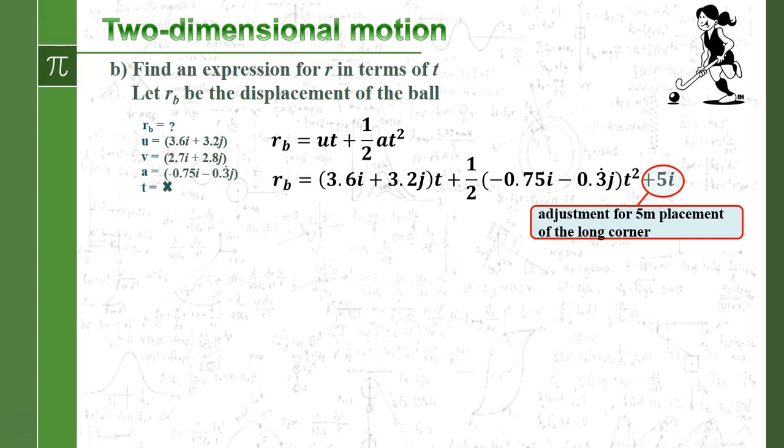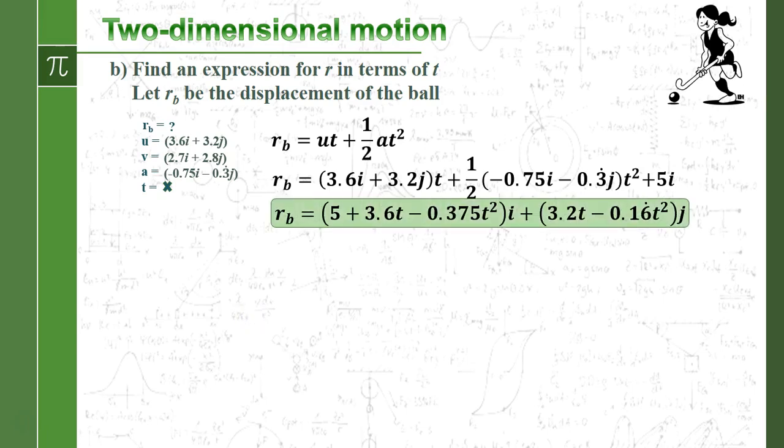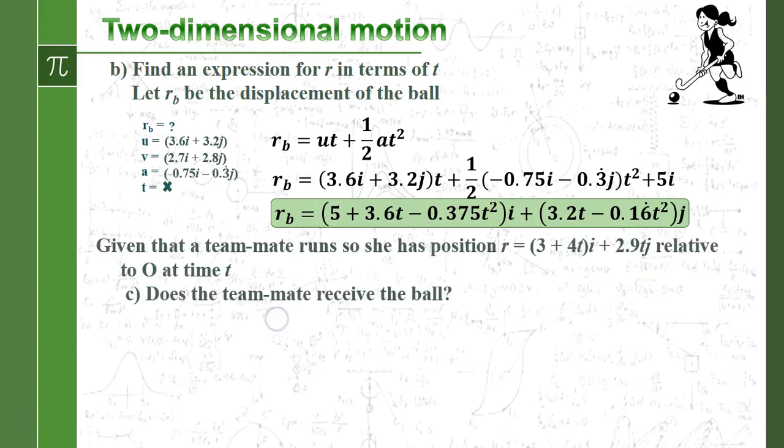Right, so let's do a little bit of tidying up. Now I've included my 5i from the origin in the i components here. So I've rearranged, got my i components, and then my j components. There's the expression for the displacement of the ball at time t. So on we go to the next part of the question.